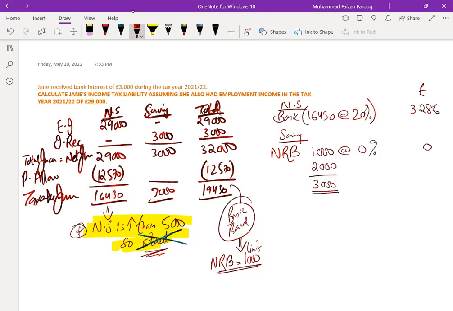How much left? 2,000. Which band taxpayer is this guy? Basic. So the remaining 2,000 will fall under which band? Basic band. Basic band has how much tax rate? 20%, so it will be 200, and income tax liability will be 3,686. Any questions? No questions.